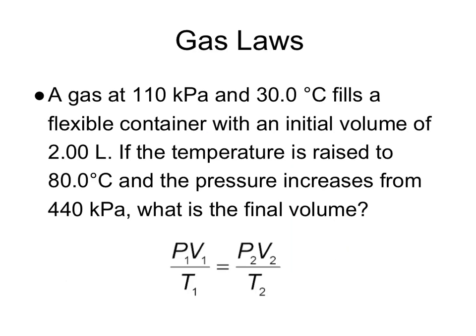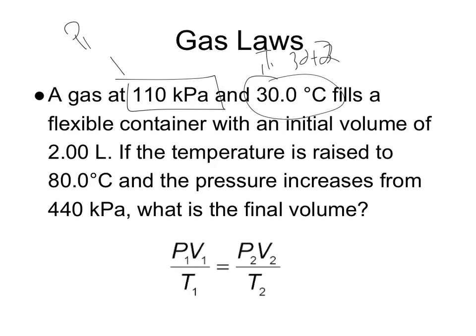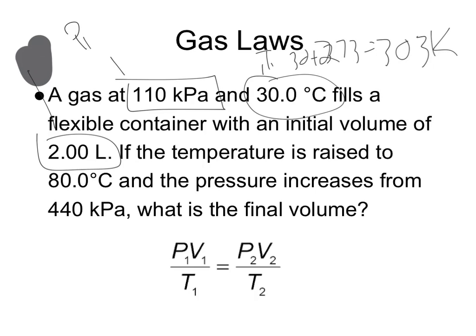So here's a combined gas law problem. Now we've got a lot of numbers to look at, and we need to use them all. So we have a pressure, kPa is pressure, that's our starting pressure. Temperature, which is 30 plus 273 would be 303 Kelvin. And the initial volume, so that's V1. V1 is 2 liters. Then it says the temperature changes, so this is our temperature 2.